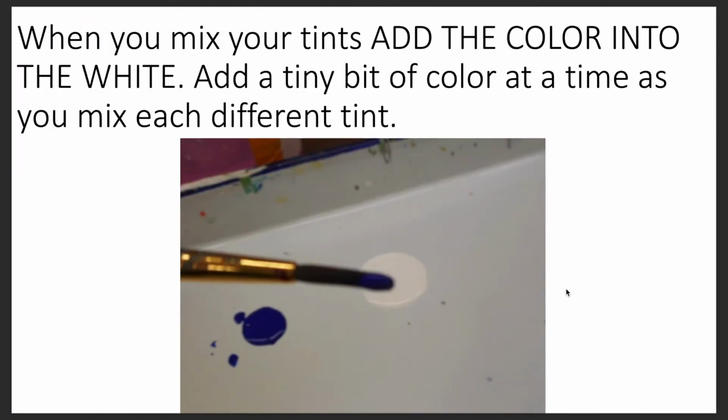When you mix your tints, add the color into the white. Add a tiny bit of color at a time as you mix each tint. It's really important, if you try to put white into a darker color, then you're going to need a ton more white. So it's important to go ahead and mix the darker color into the lighter color. In this case, we're putting blue into white to make our first tint.